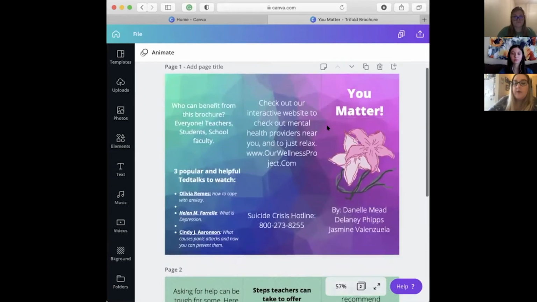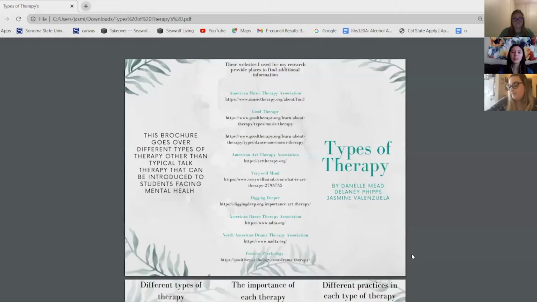It also talks about the suicide crisis hotline number and 3 helpful TED Talks that could help students manage their mental health problems. And we made another brochure of different types of therapy. This brochure focuses on other therapies that are not the typical talk therapy.